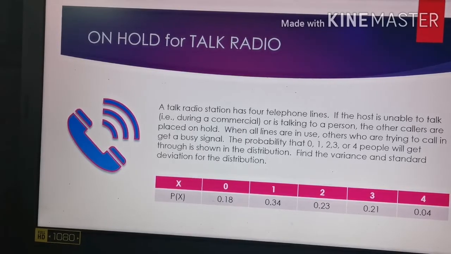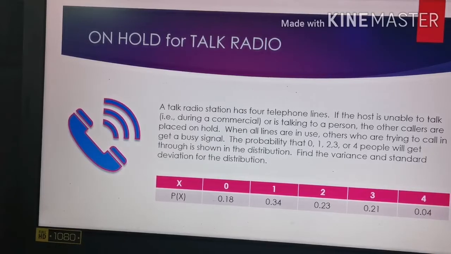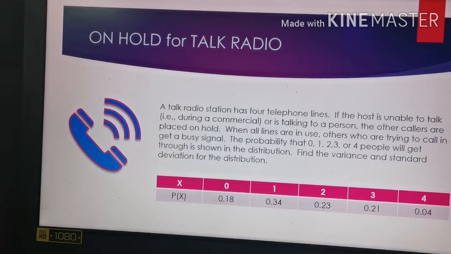If the host is unable to talk, halimbawa during commercial or is talking to a person, the other callers are placed on hold. When all lines are in use, others who are trying to call in get a busy signal. Diba? May toot, toot, toot, ganan. And then the probability that 0, 1, 2, 3, or 4 people will get through is shown in the distribution. Find the variance and standard deviation for the distribution.